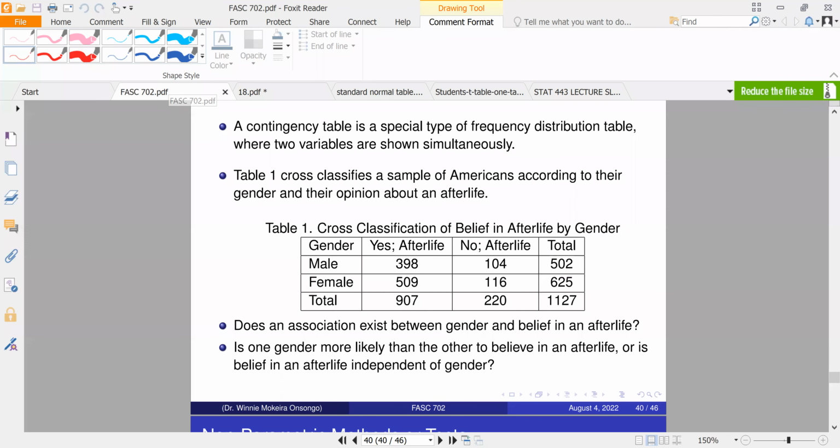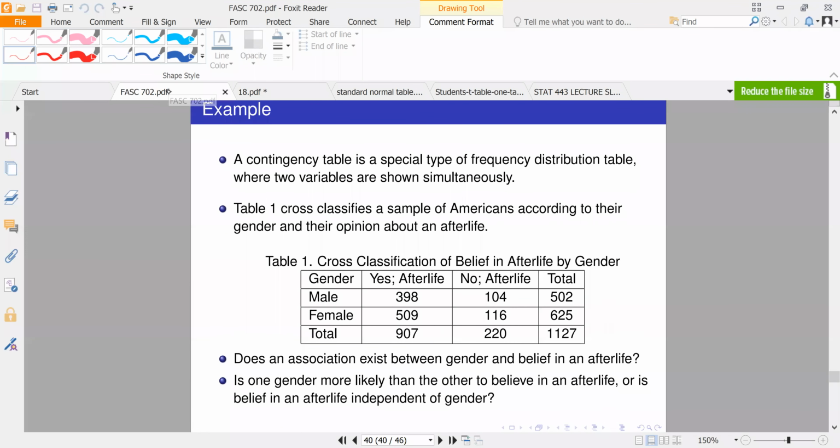So here is another example of a contingency table for two categorical variables. In this case, we are assuming that you are trying to investigate individual belief on whether people believe in afterlife or not. There are those people who believe that there's an afterlife, and those who don't believe that there is an afterlife. So we take a group of people. In that group, we have males and females. And then we ask them whether they believe in the afterlife or not.